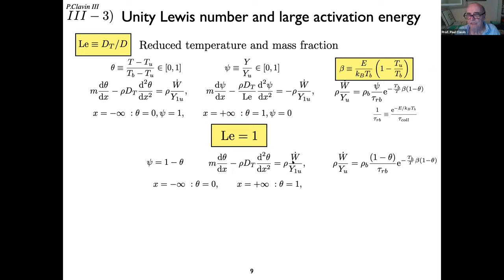the reaction rate can be expressed as a nonlinear function of theta, because T can also be expressed in terms of theta. But as you will see, it's just a complication that is easy to get rid of.